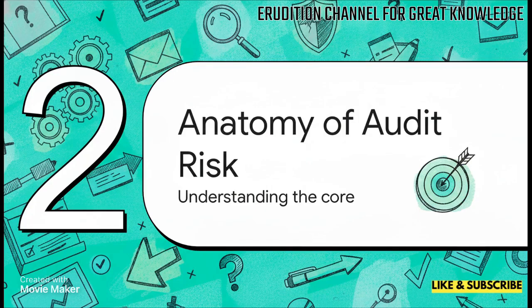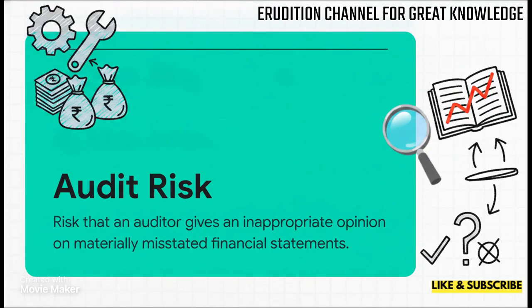Moving on to Section 2, the anatomy of audit risk. Let's lock down the core definition here. Audit risk is the risk that an auditor gives an inappropriate opinion when the financial statements are materially misstated. To really see this, let's use an exact example from your syllabus.